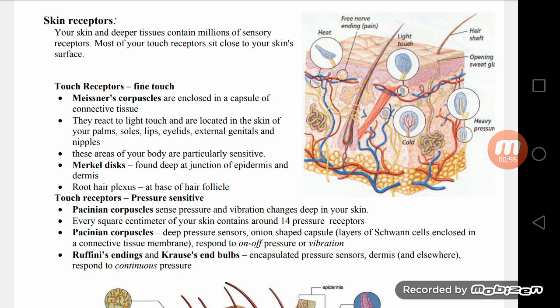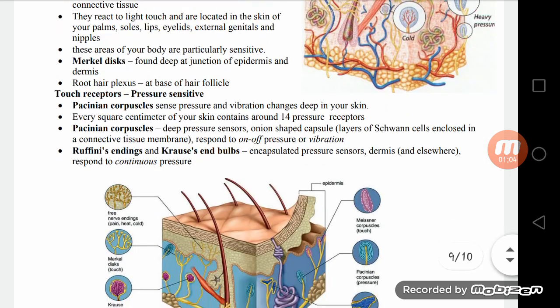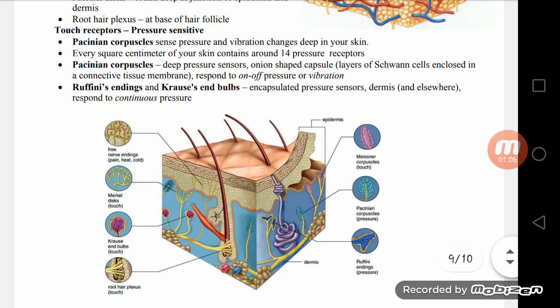Merkel disc is found deep at the junction of epidermis and dermis. Root hair plexus is at the base of the hair follicle. Touch receptor, pressure sensitive.